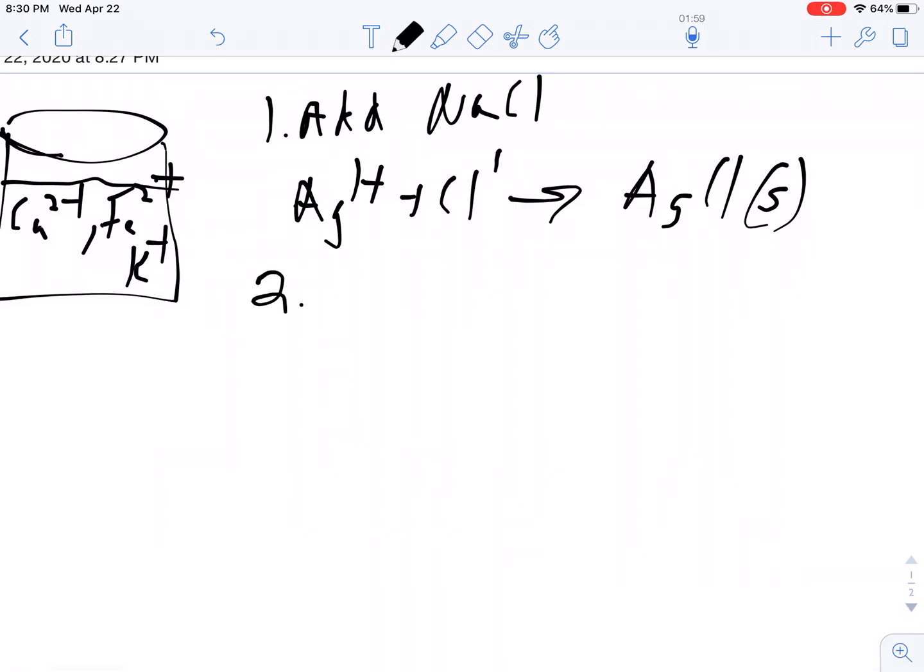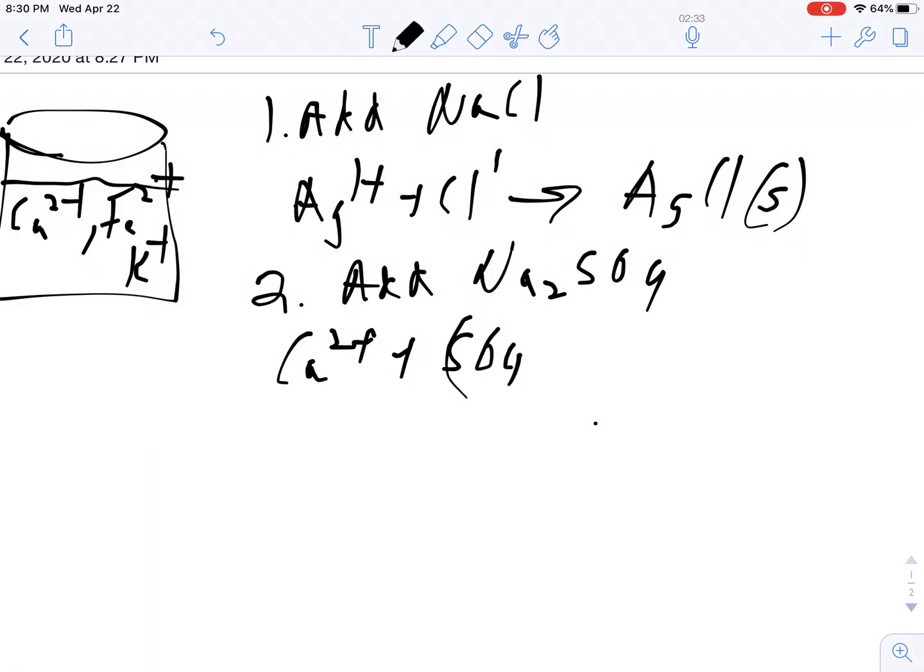Second step, sometimes you want to utilize sulfate or hydroxide rules. So calcium sulfate is not soluble. Calcium, barium, lead, they are not soluble. So what I would do is add sodium sulfate. By adding sodium sulfate, the sulfate is going to react with the calcium, produce calcium sulfate, which is not soluble, so that'll precipitate out.